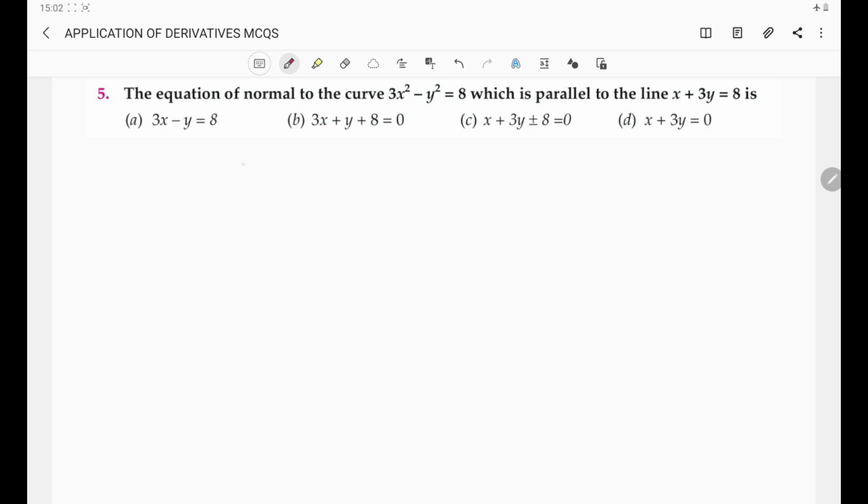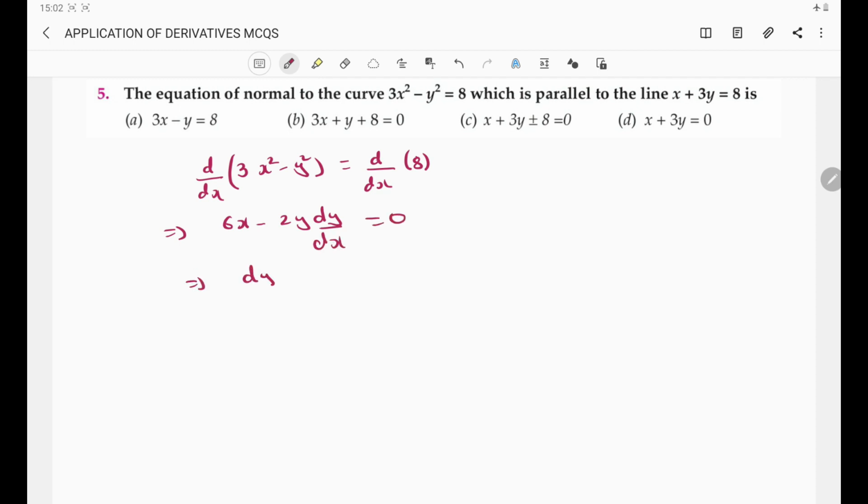So derivative of 3x square minus y square: d by dx of 3x square minus y square equal to d by dx of 8. So this gives us 6x minus 2y dy by dx is equal to 0, which implies dy by dx is equal to 6x by 2y or 3x by y. Let x1 y1 be the point of contact.